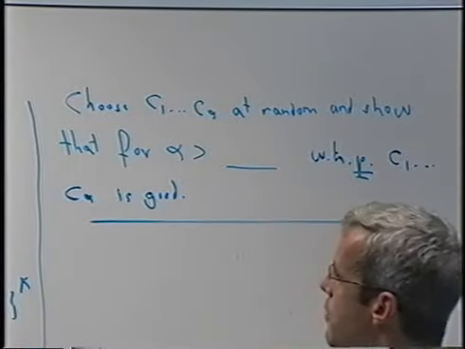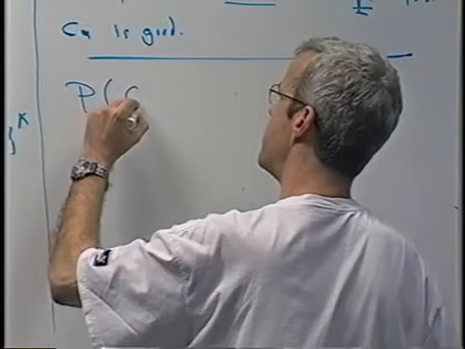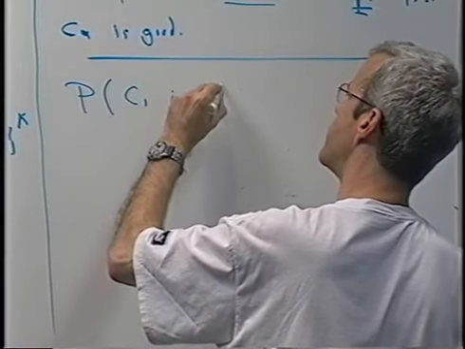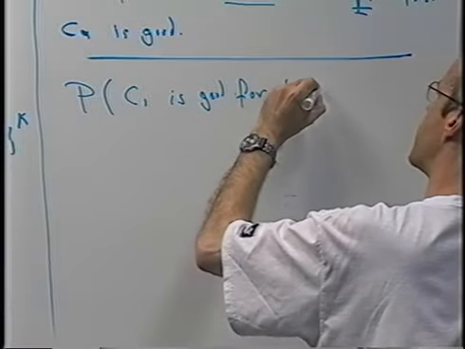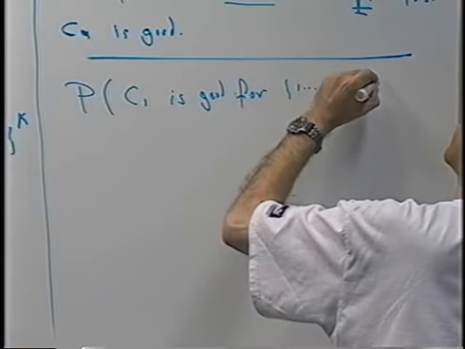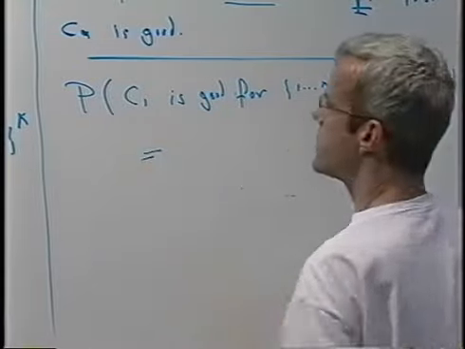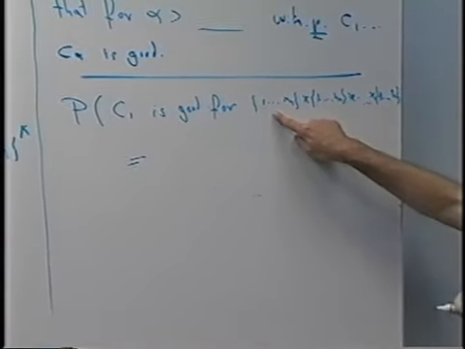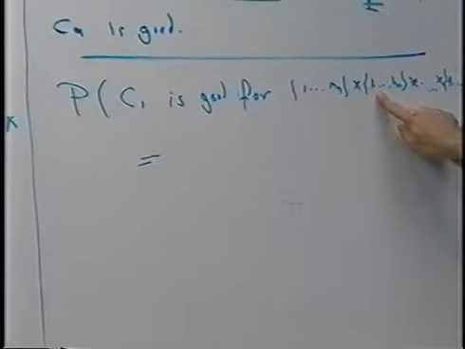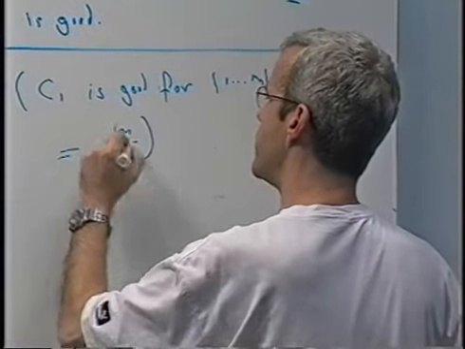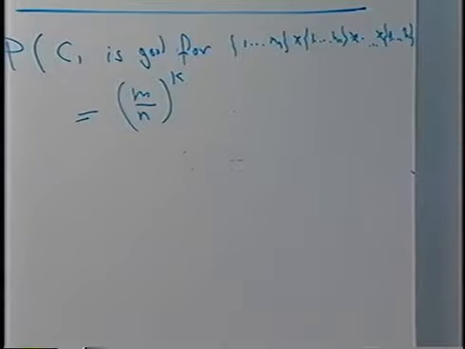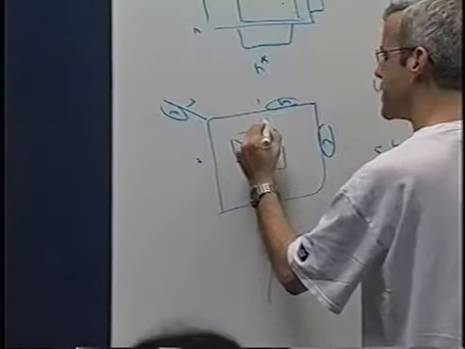Okay. So what is the probability that C1 is good for this Cartesian product, 1 up to m, 1 up to m, and so on? What is the probability that C1 is good for that? That's the probability that the first coordinate falls within here, the second one here, and so on. So that's going to be equal to m over n raised to the power k. I mean, we choose a point. The whole thing has size n to the k, and we're looking at Cartesian products of size m to the k. So it's m over n raised to the power k.